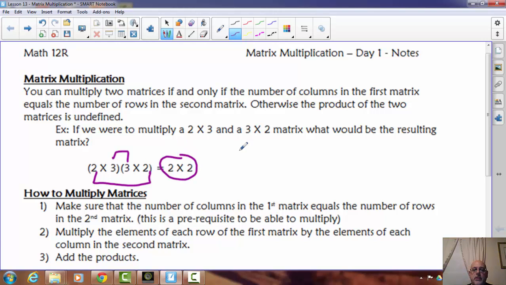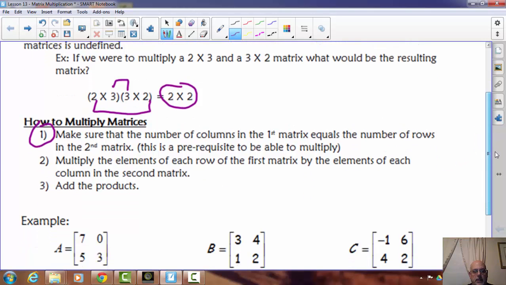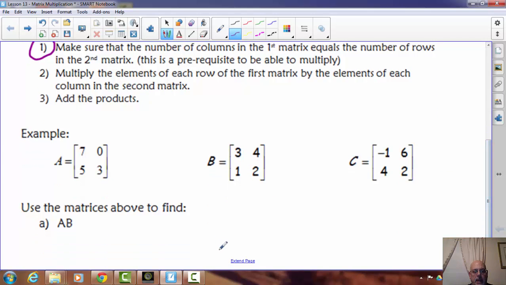So first we have to make sure the number of columns in the first matrix equals the number of rows in the second. If it doesn't, the product is undefined. You can't multiply them. Okay? So if we look at the rules, it says after you've made sure that the dimensions are correct, you multiply the elements of each row of the first matrix by the elements of each column in the second matrix and add the products. But there's a specific way to do that.